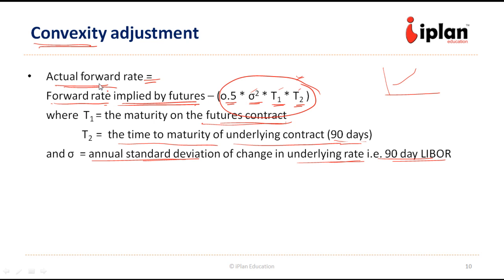So we know all three values. Accordingly, we can have this convexity adjustment. This is convexity adjustment to the forward rate, which has been implied by the futures. So we can calculate the actual forward rate with this adjustments. So automatically, if the maturity on the future contract T1 is higher, we are going to have a higher adjustment for convexity, and automatically the actual forward rate will be lower than the forward rate implied by the futures. Similarly, if the annual standard deviation in underlying rate Libor or the volatility of the Libor is higher, then also the effect of convexity will be higher. The convexity adjustment will be higher and the actual forward rate will be lower than the forward rate implied by the futures. So this was about the convexity adjustment.